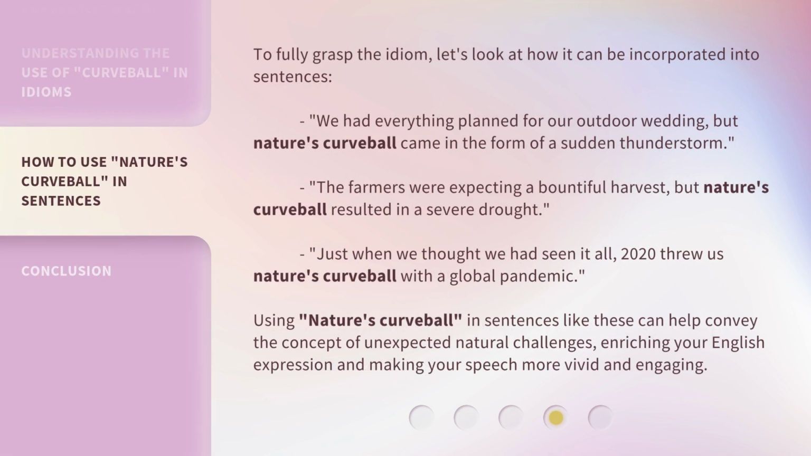To fully grasp the idiom, let's look at how it can be incorporated into sentences. We had everything planned for our outdoor wedding, but nature's curveball came in the form of a sudden thunderstorm. The farmers were expecting a bountiful harvest, but nature's curveball resulted in a severe drought. Just when we thought we had seen it all, 2020 threw us nature's curveball with a global pandemic. Using nature's curveball in sentences like these can help convey the concept of unexpected natural challenges, enriching your English expression and making your speech more vivid and engaging.